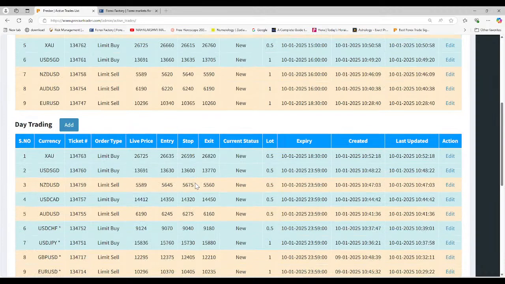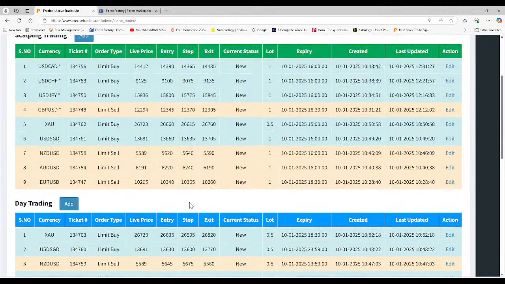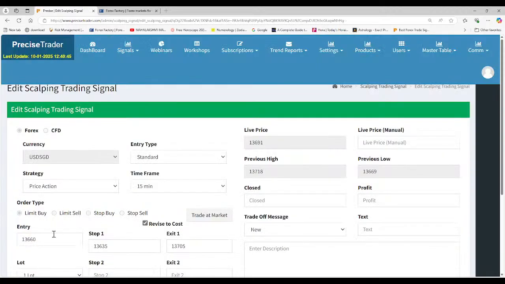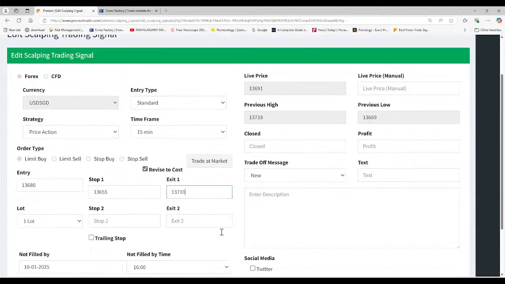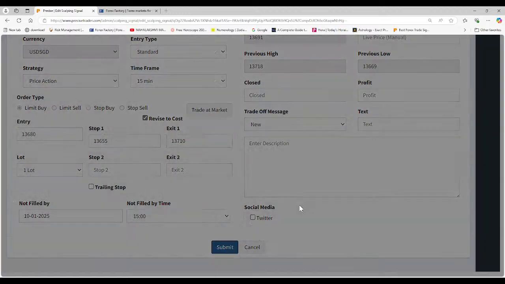Okay, let's see the day trading. Day trading, we are buying at 36.30. Let it be. So what we can do is this one we can raise it to 80. Stop at 55 and exit at 37.10. Okay, which is about 30 pips move, and this is 10 pips only away. Okay, 10 pips only. So we can put in until 3 o'clock, which is 1500 hours.